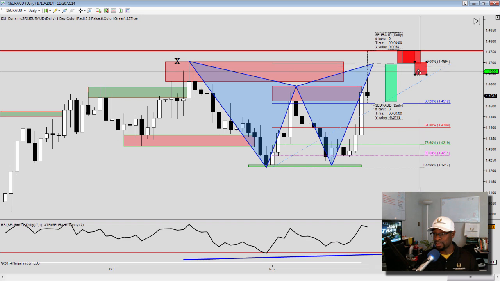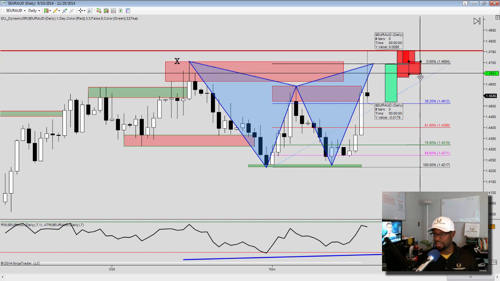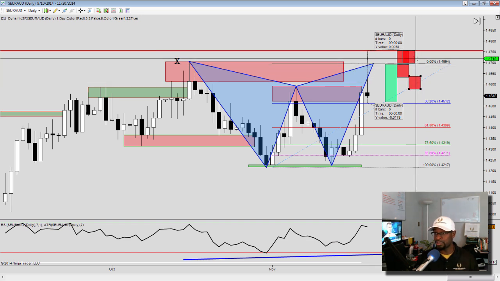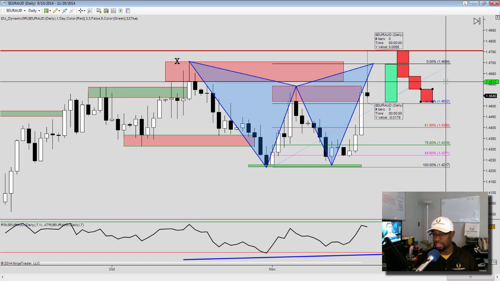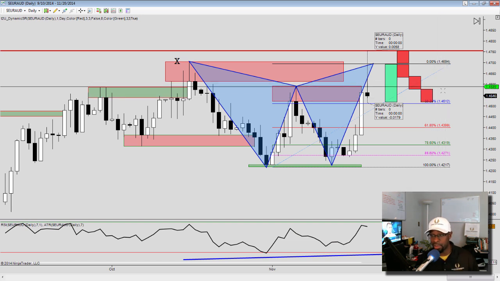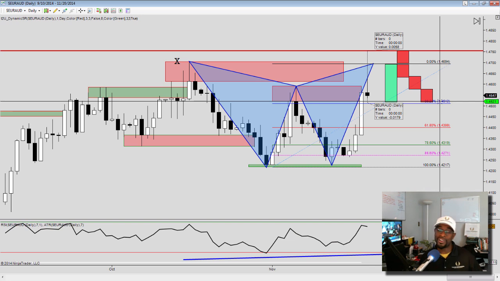Let's see. We've got 1, 2, 3. As I said, I'm probably not good at math. So a very good risk reward here on Euro Aussie. So there you go. 2 trading opportunities for you.